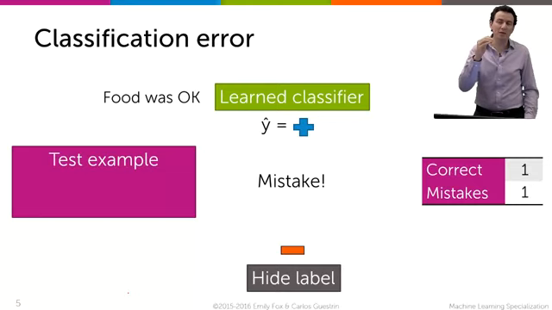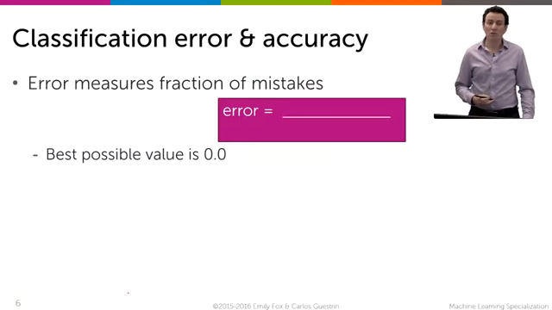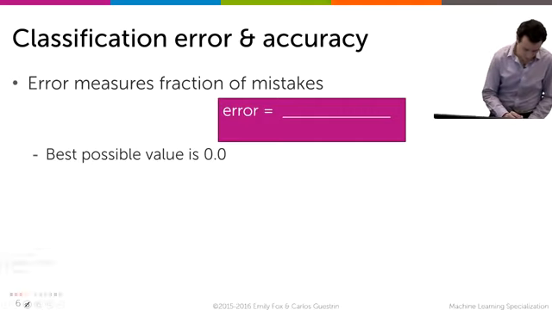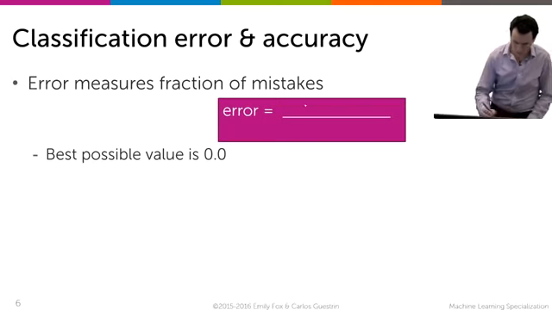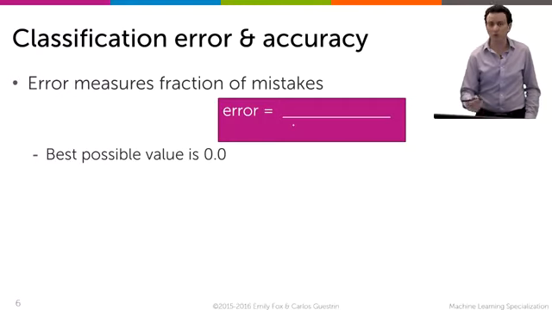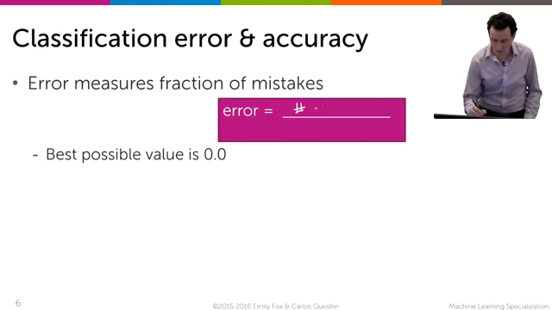So in general, we're going to go example by example in our validation set and measure which ones we got right and which ones we made a mistake. And now we can measure what's called the error or classification error in our data. So it's pretty simple. The error measures the fraction of data points where we made mistakes. So it's the ratio between the number of mistakes that I made and the total number of data points.